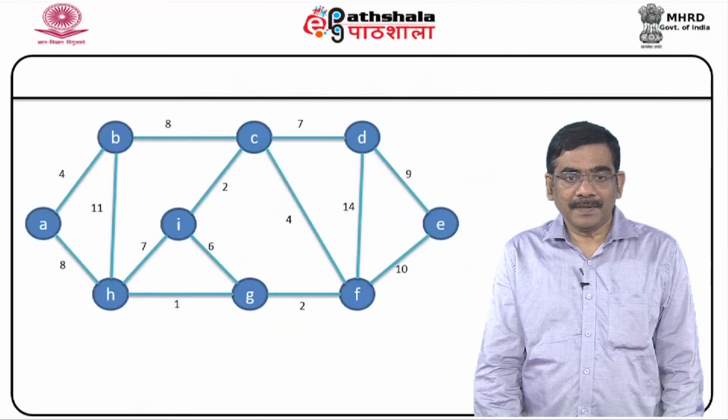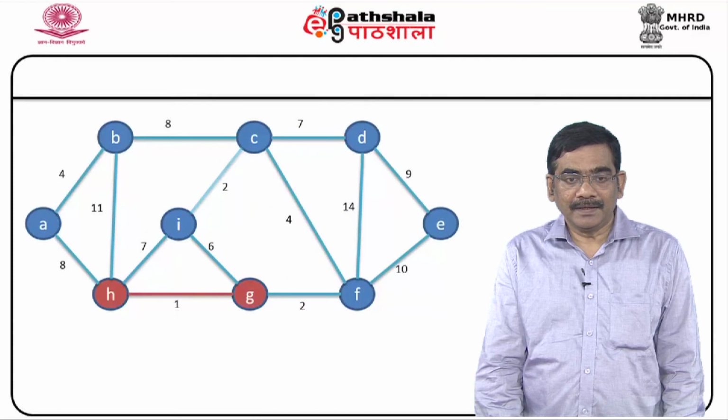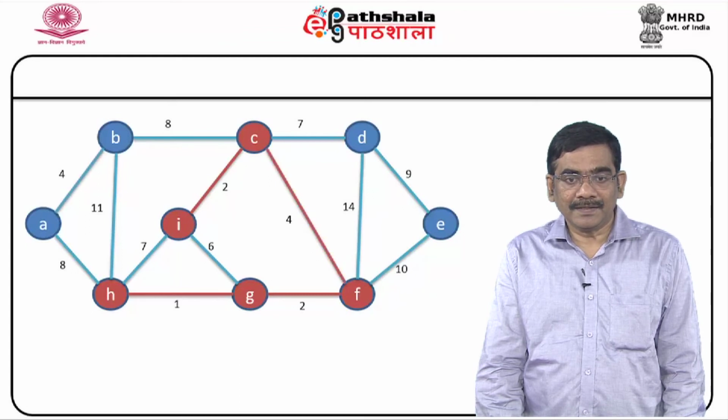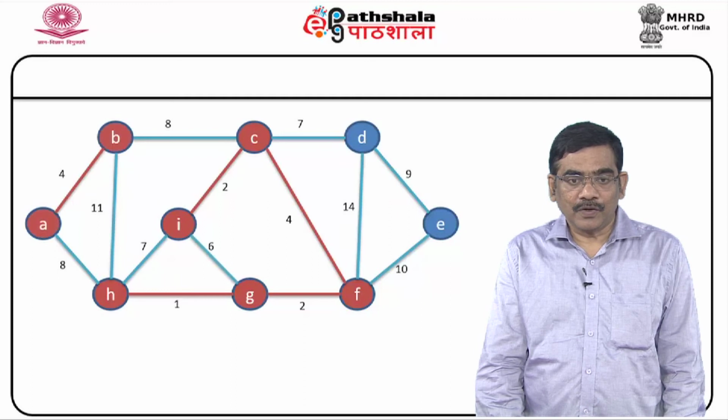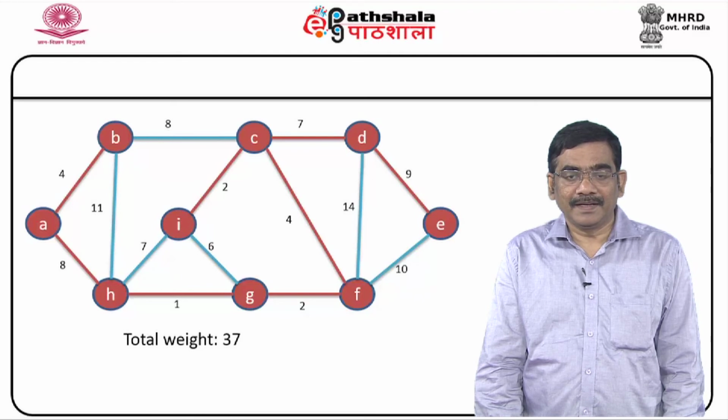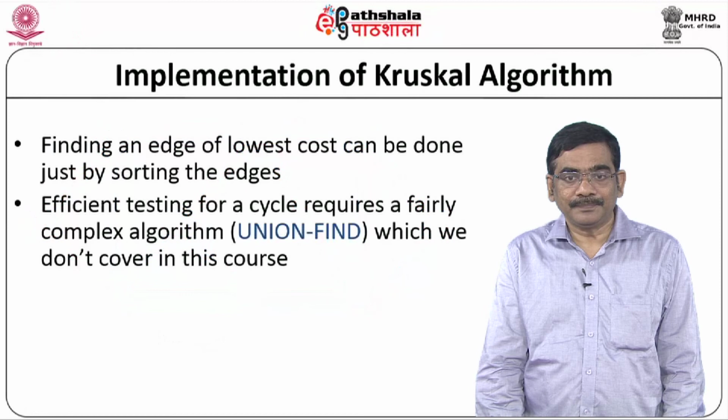This is another example. Again, you can quickly go through the animation. Wherever we have the least cost, we are adding that. Whenever the addition causes a cycle, we skip it. You can see that it looks for least cost edges, and finally the total cost is going to be 37. This is the answer for this.